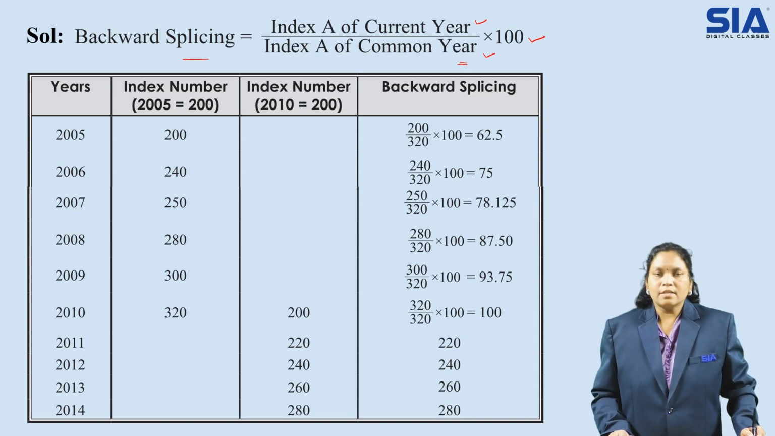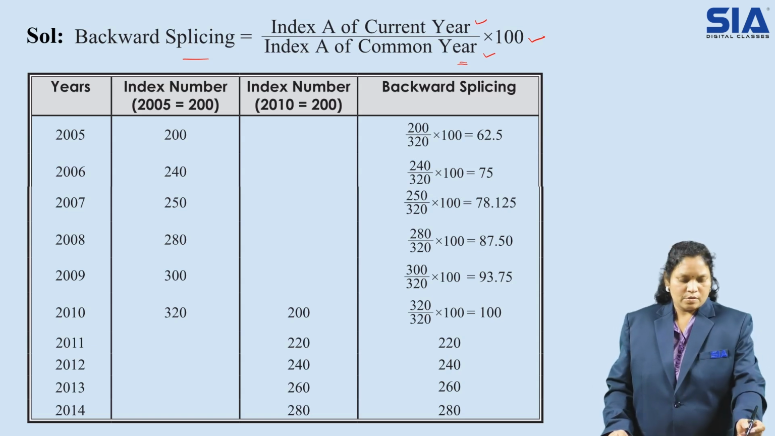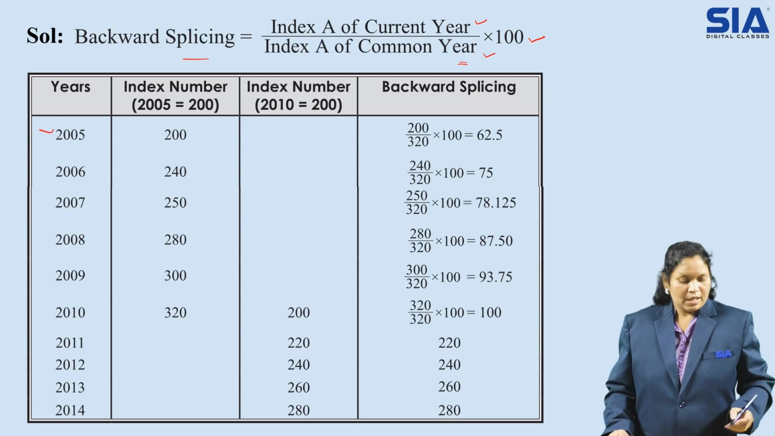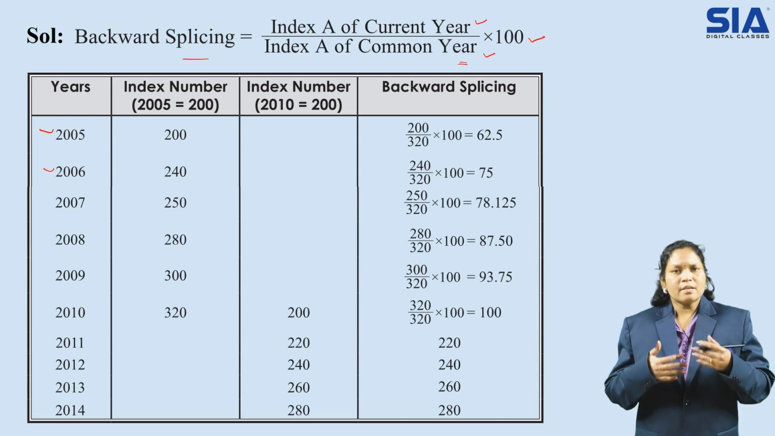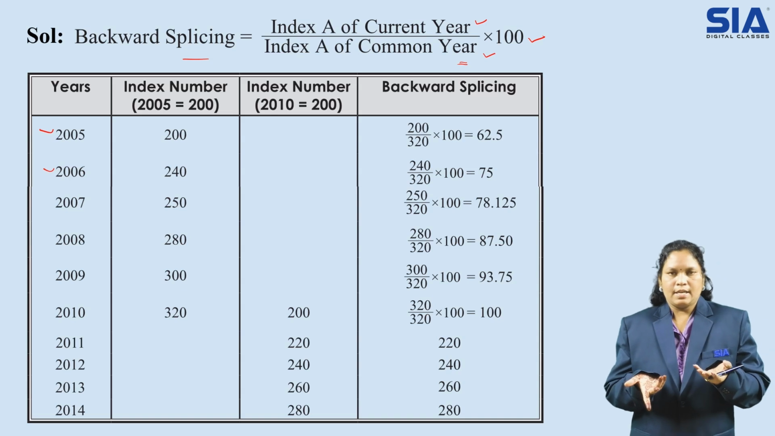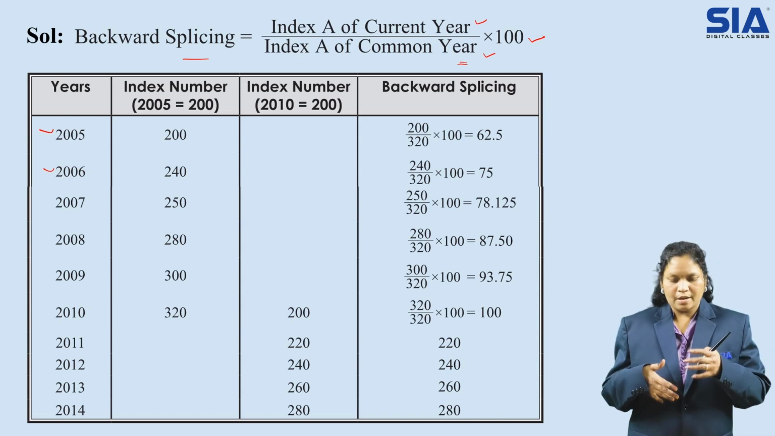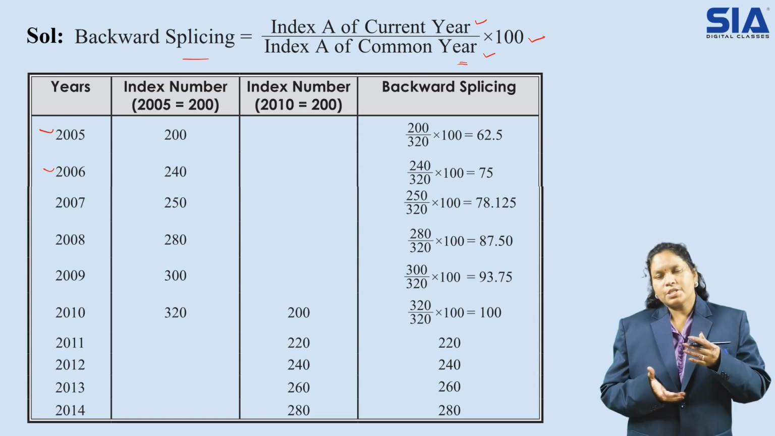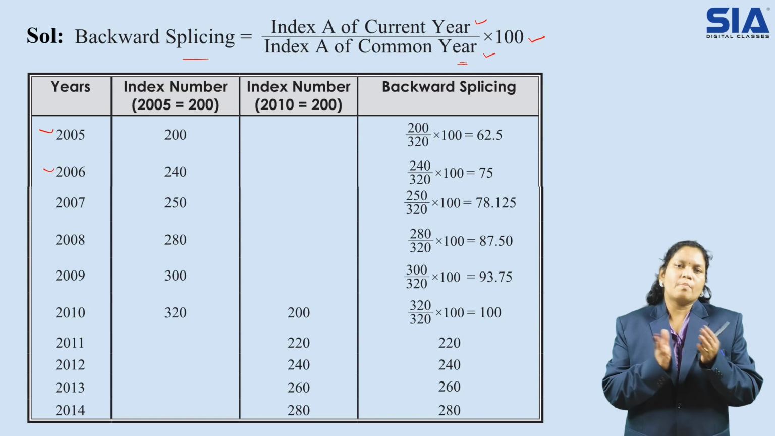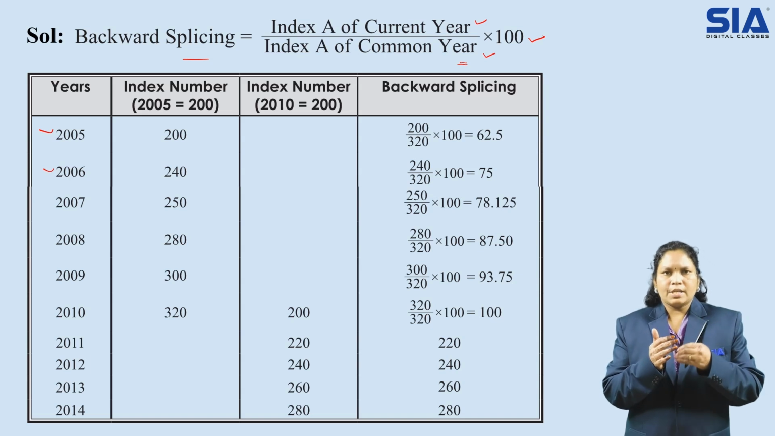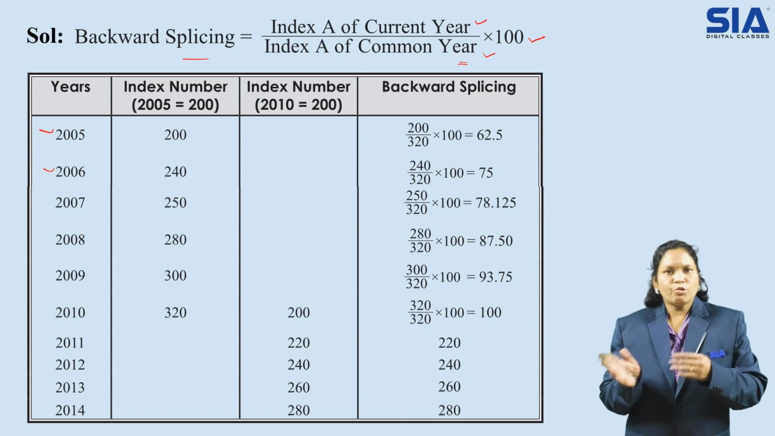Now current year means whatever we are dealing with. Right now I am dealing with 2005, so that becomes a current year. Next I am dealing with 2006, that becomes a current year. Whatever right now we are dealing with becomes the current year. So this is the formula for us. Current year value you have to divide by the common year, whichever connects the two series. The word itself says common. So whatever common value you have, you have to divide by it and multiply by 100.